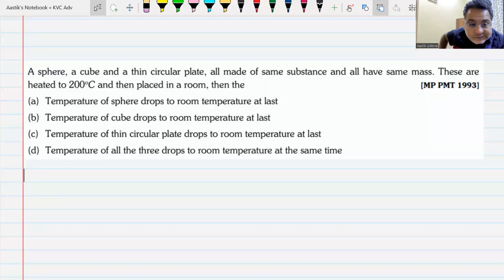This is the next question. A sphere, a cube, and a thin plate, all of the same substance and the same mass, heated to 200 degrees Celsius, and placed in a room. Which one loses?